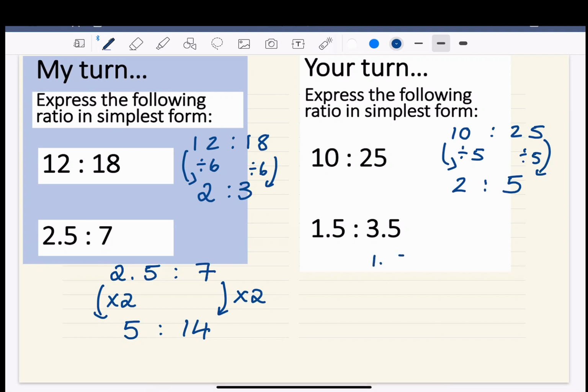So I've got 1.5 to 3.5. I'm going to times both sides by 2. I'm going to get 3 to 7. 3 and 7 both being prime numbers. I can't do anything. I actually wouldn't be able to simplify it in any other way. It would have to be those values. Those decimals aren't what we're looking for.